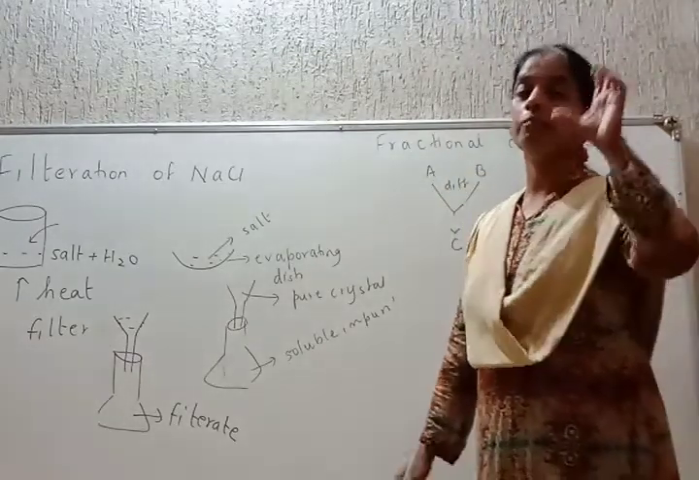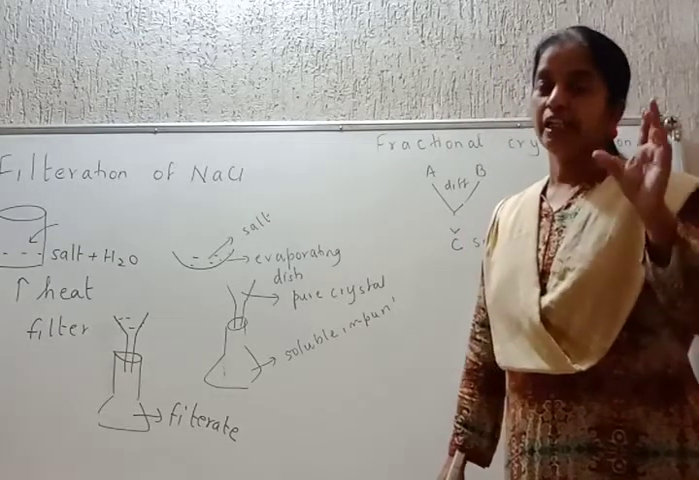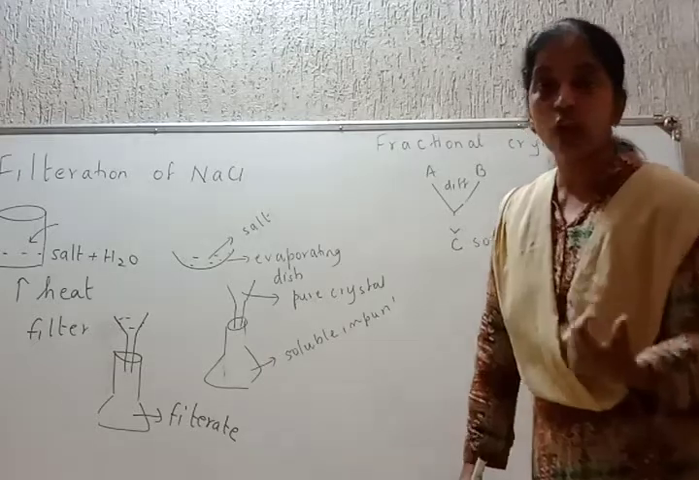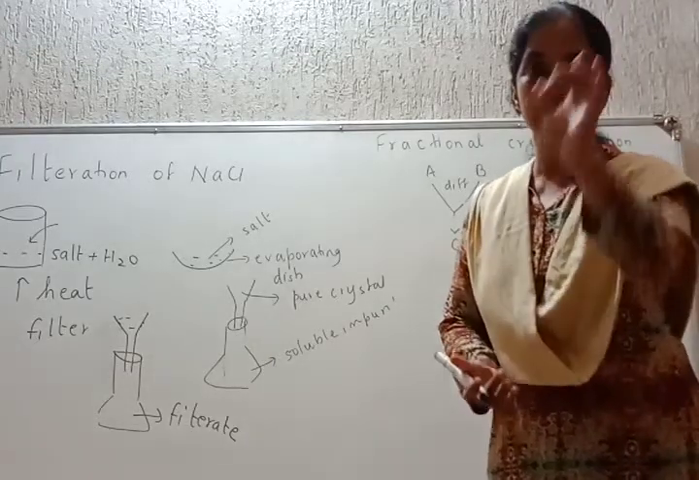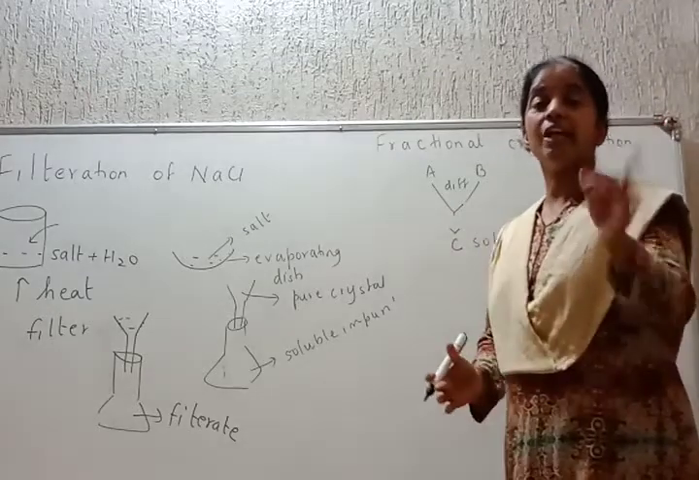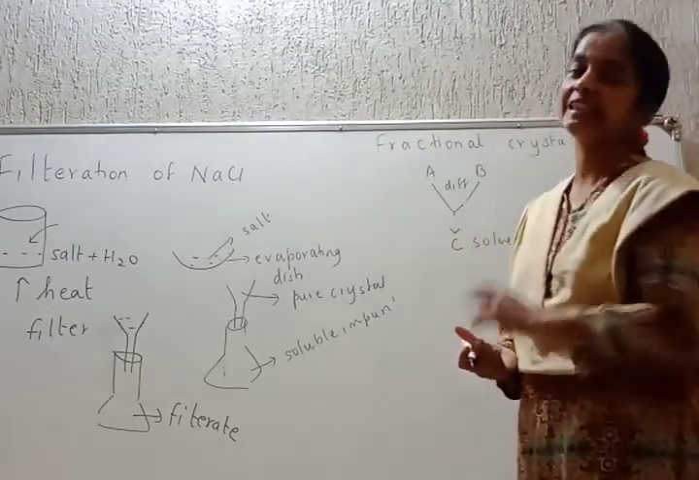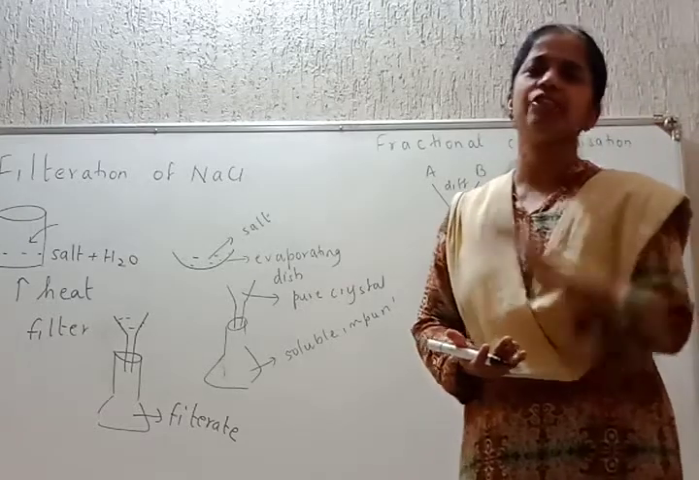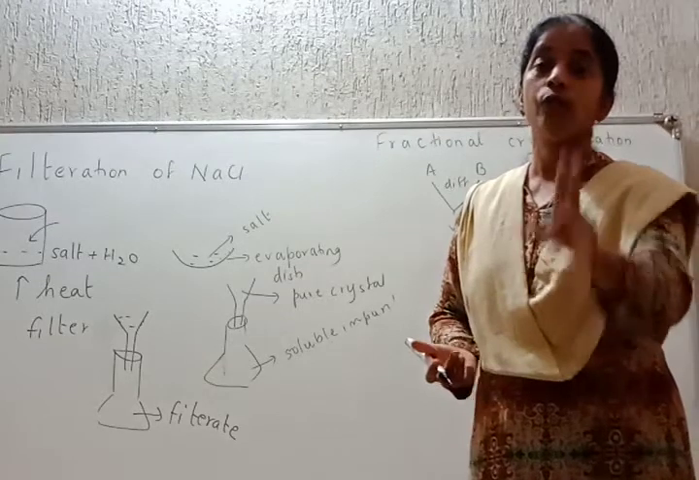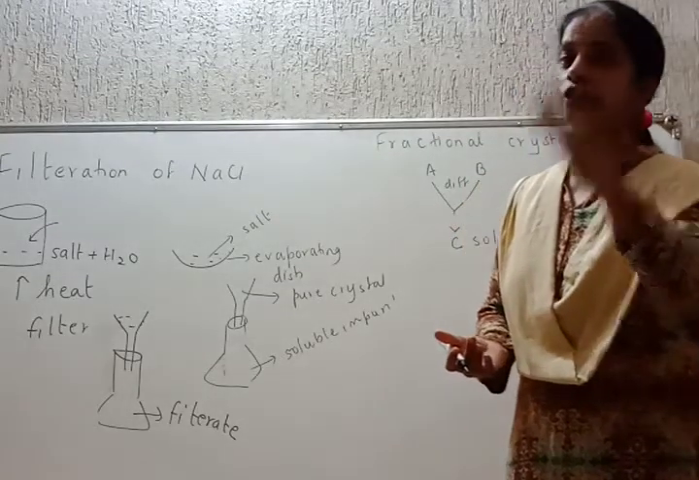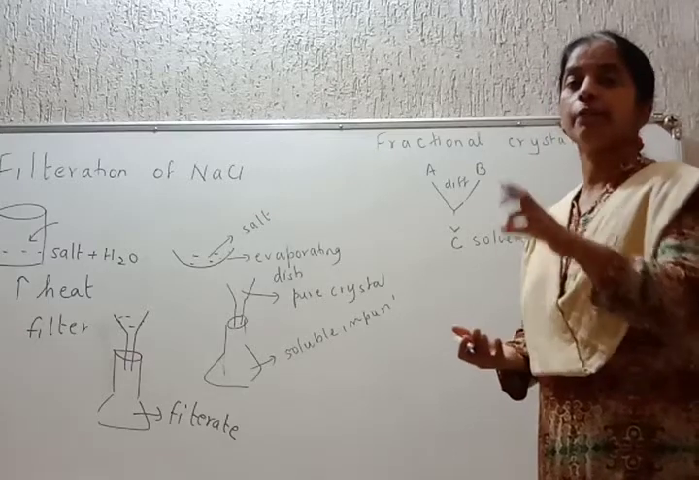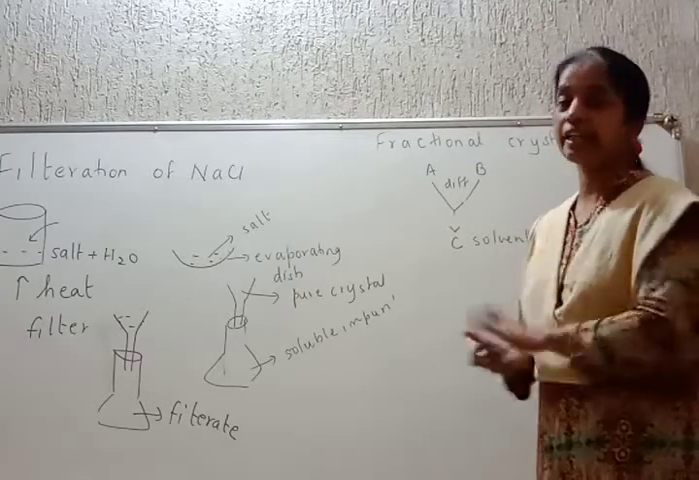This typical method of fractional crystallization is used to separate two solutes which are dissolved in a solvent at the same temperature in the same quantities, but the level of solubility is different. Maybe A is highly soluble, B is sparingly soluble. That is how you select two solutes which are of different solubilities and we dissolve them in the same solvent.